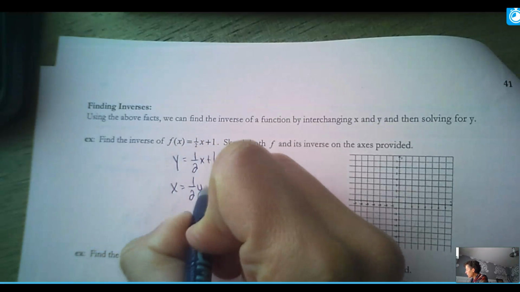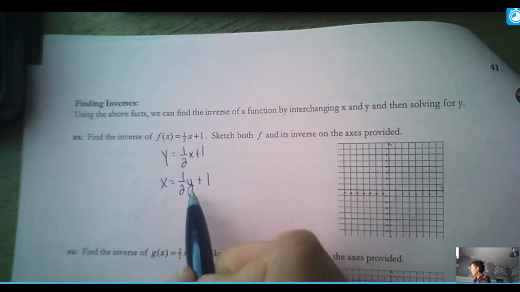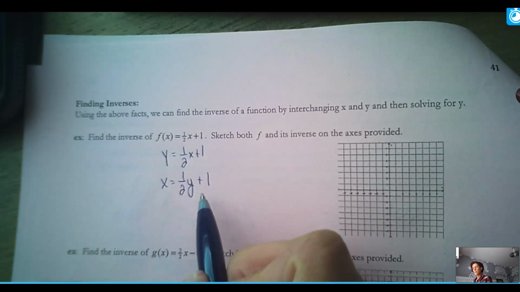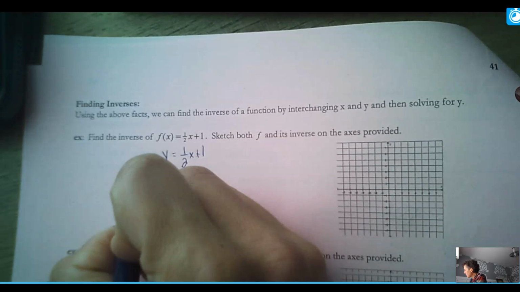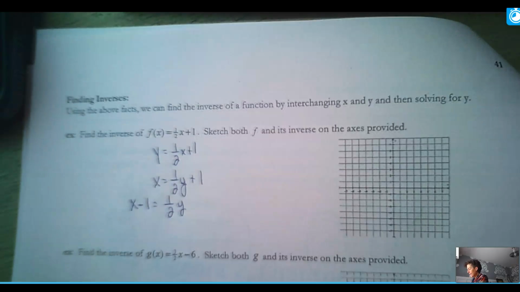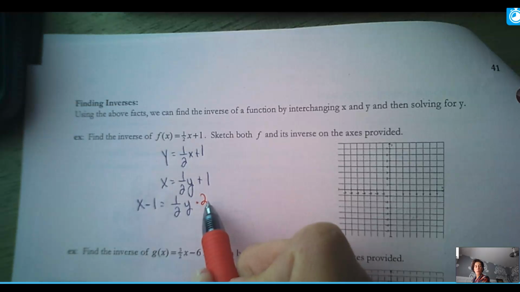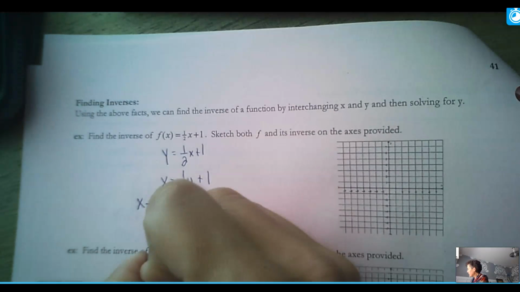And then if you remember, a function is when it's y equals everything else. So that means I'm just going to get y alone. I'll be moving that 1/2 and that 1. So the first thing I'm going to do is move the 1. So I'll subtract 1 to the other side, and it becomes x minus 1 with this 1/2 of y. And then to get rid of the 1/2, I multiply by the reciprocal. And half of 2, when you multiply that, is 1, and then 1 times y is y.